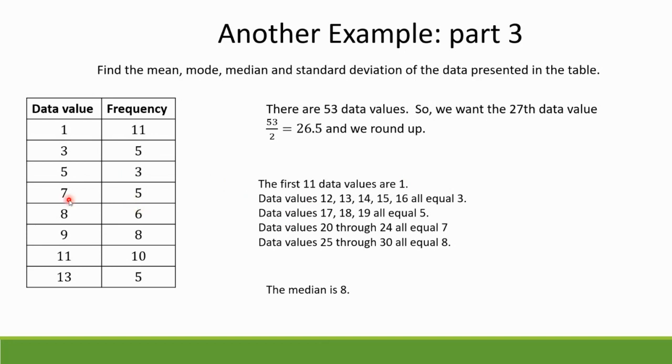And then after that, the next 5 data values equal 7. That's 20 through 24, after 19. You could just count them if you had to. And then the next 6 all equal 8. Either way, you get that the 27th data value is equal to 8. So 8 is the median.